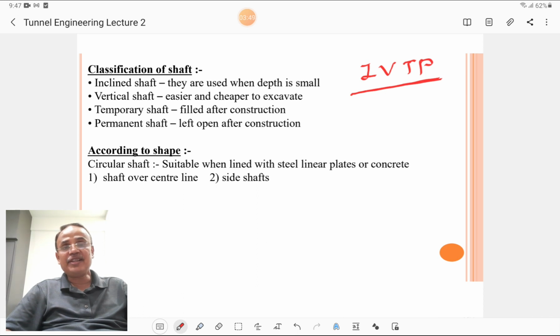And shaft over center line means if this is the center line of the tunnel, then the shafts which are located over the center line are the shafts over the center line, and those which are located other than the center line are the side shafts. Right?